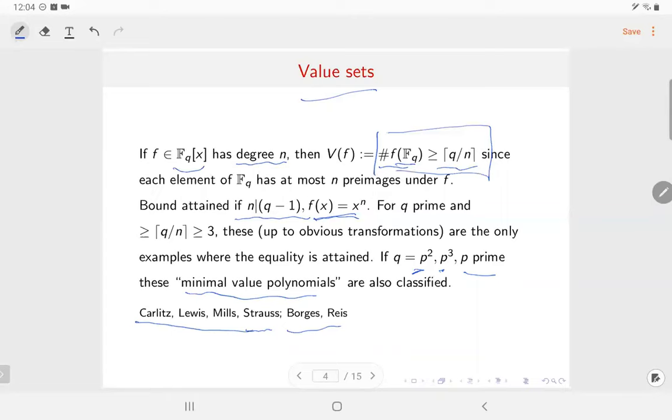There are lots of papers on this, but it is still an ongoing area of research. People are still working on understanding how good this bound is in terms of the degree, whether it can be improved, and what the cases are where you get equality.